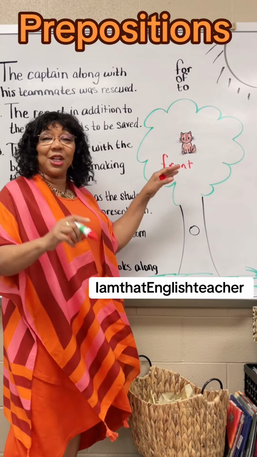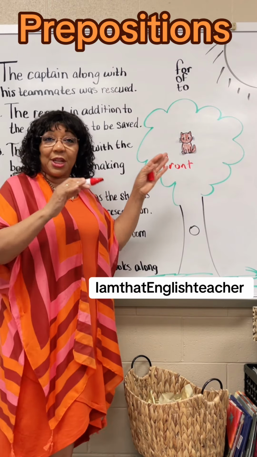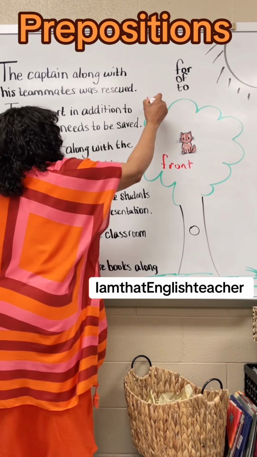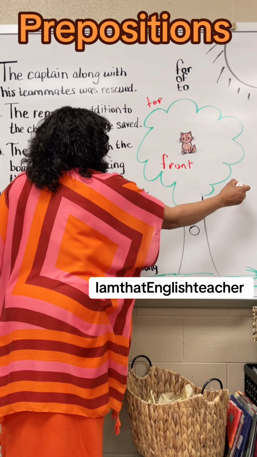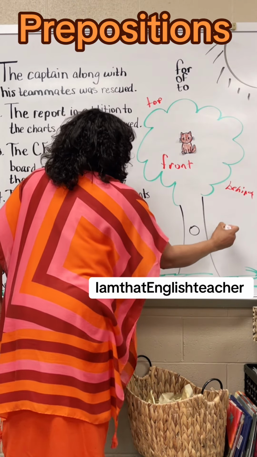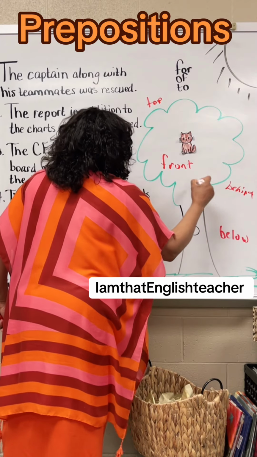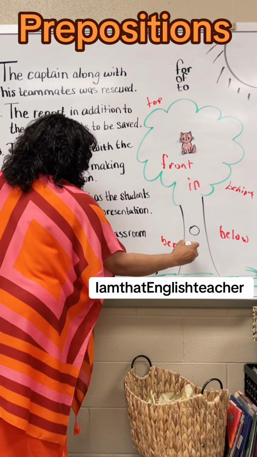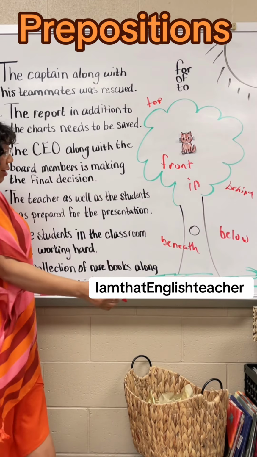The preposition is anything, a position the cat is to the tree, like in front of the tree, right? And he can be on top, he can be behind, he can be below, he can be in the tree, in front of it, beneath, B-E-N-E-A-T-H, he can be under the tree.